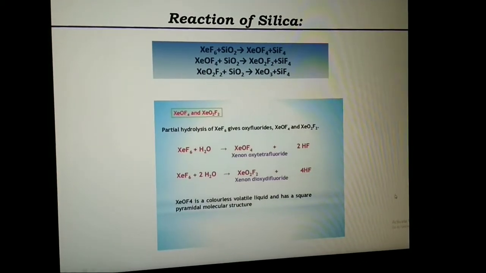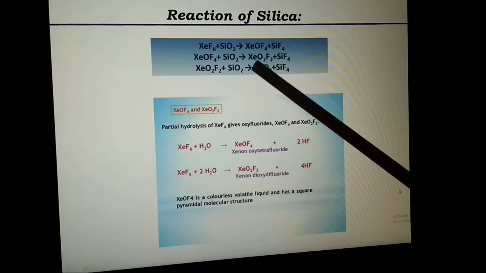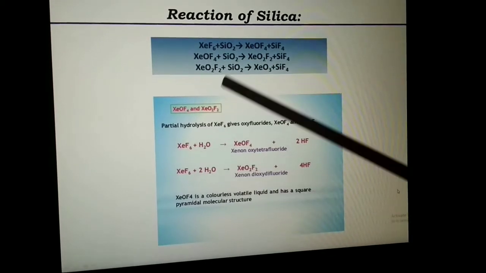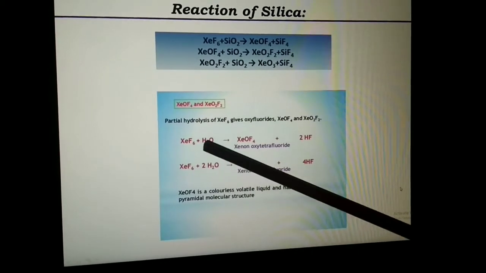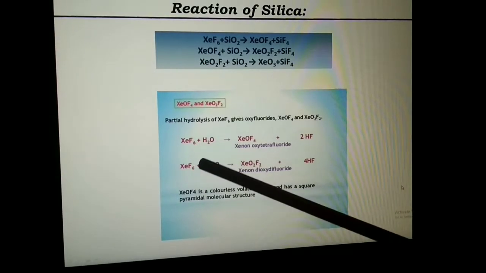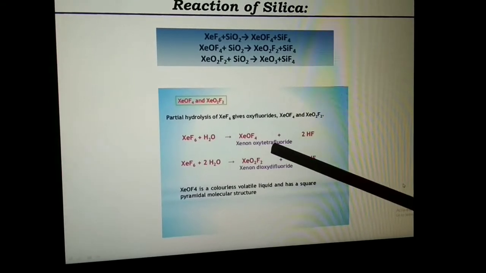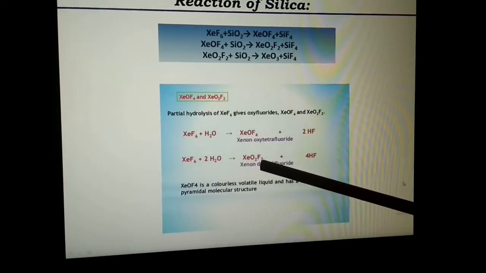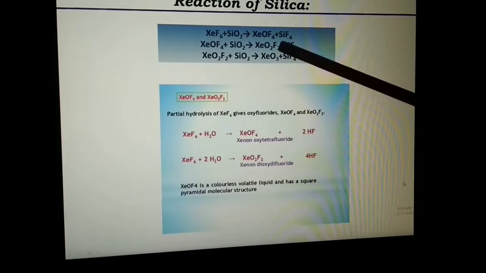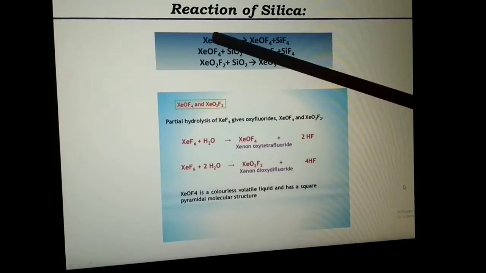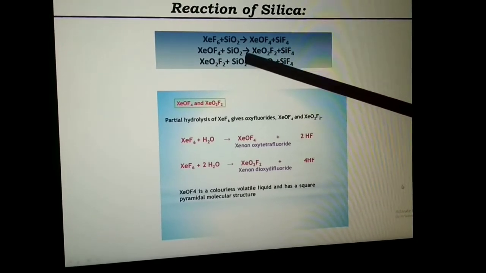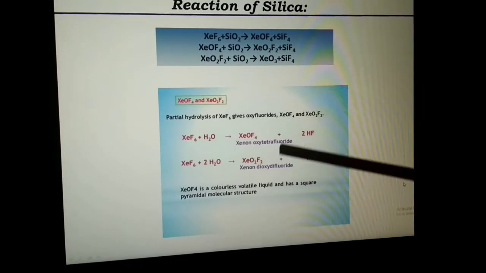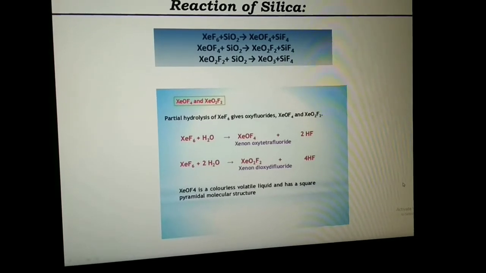And next, the reaction of silica. The XeF6 reacts with silica to form XeO3 by three consecutive reactions, and that's why XeF6 cannot be stored in silica. And this is a reason. Here, the partial hydrolysis of XeF6: due to the partial hydrolysis of XeF6, it can form XeOF4, this is xenon oxytetrafluoride, and xenon dioxydifluoride, XeO2F2. And XeOF4 and XeO2F2 are also prepared by the reaction of XeF6 with silica and XeOF4 with silica respectively. This is the method for the preparation of XeOF4 and XeO2F2.